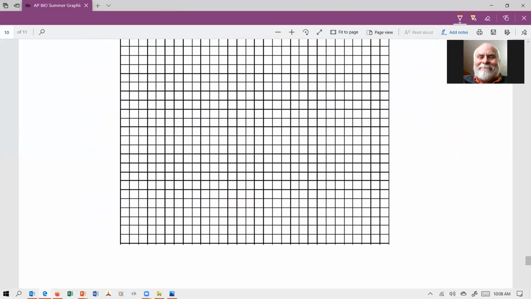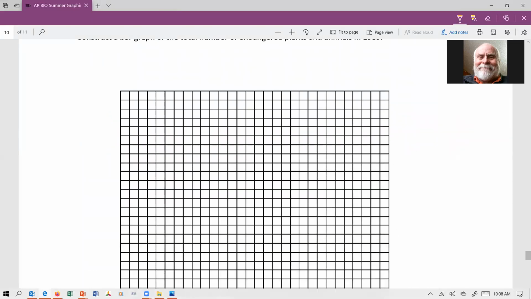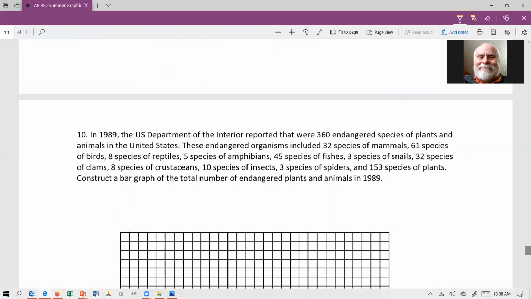All right, now we're going to do a graph here. In 1989, the United States Department of the Interior reported that there were 360 endangered species of plants and animals in the United States. These endangered organisms include 32 species of mammals, 61 species of bird, 8 species of reptile, 5 species of amphibian, 45 species of fish, and you can read the rest of it.